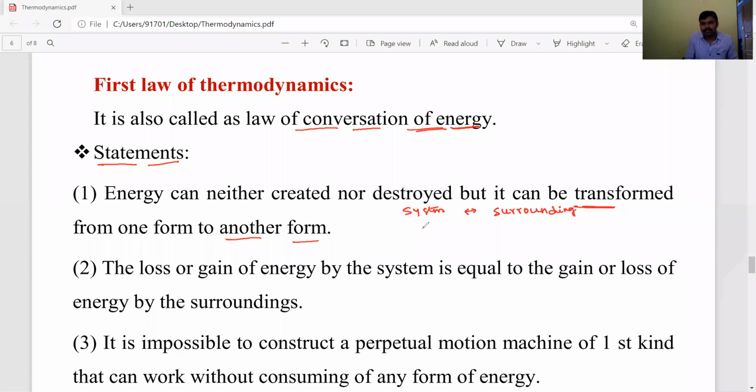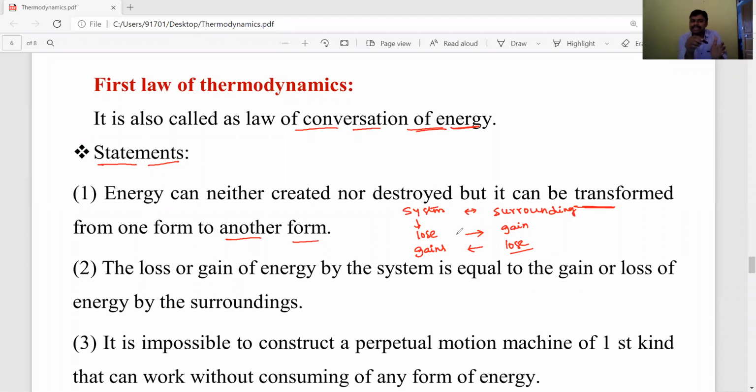Surroundings. Now, the energy lost by the system can be gained by the surroundings. If the system loses energy, the energy is gained by the surroundings. If the system gains energy, the energy will be lost by the surroundings. If the surroundings lose energy, then that energy will be gained by the system.